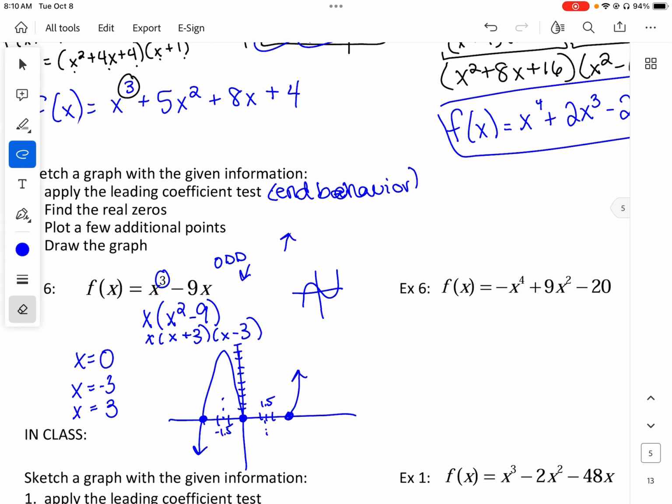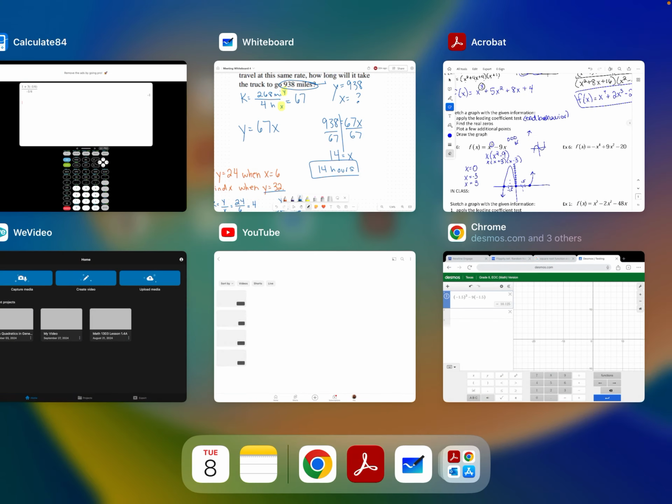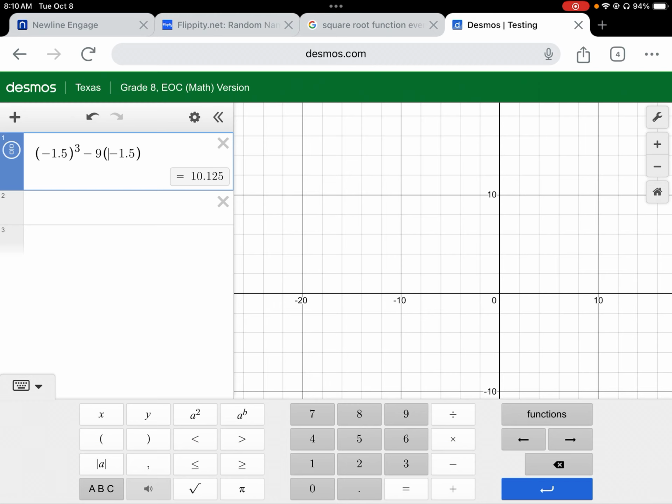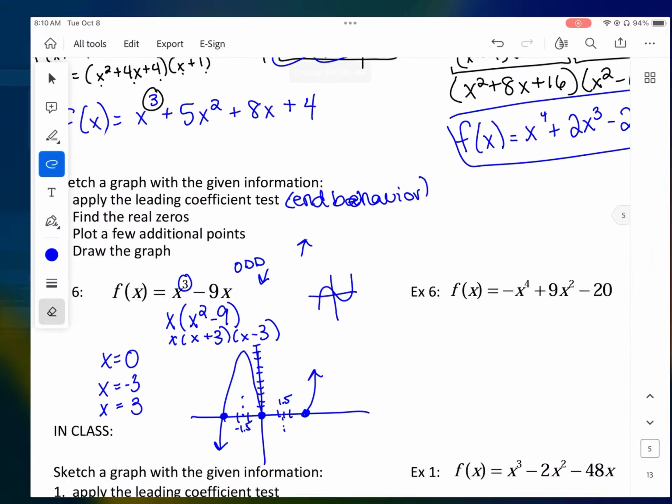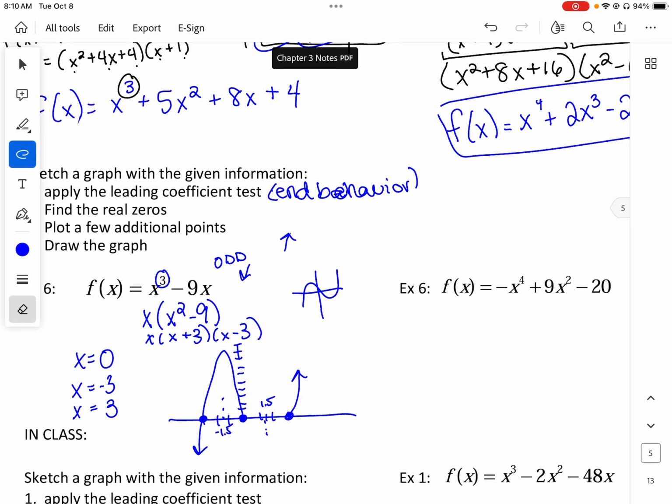Okay, so then we could change this and do the positive 1.5. And that's also, oh, that's the opposite. It's at negative 10. So this one's actually going to go down. 1, 2, 3, 4, 5, 6, 7, 8, 9, 10. So it's all the way down here. So that's what it's going to look like.